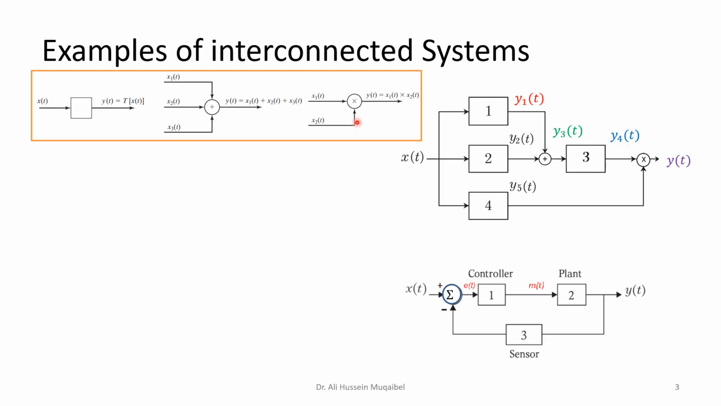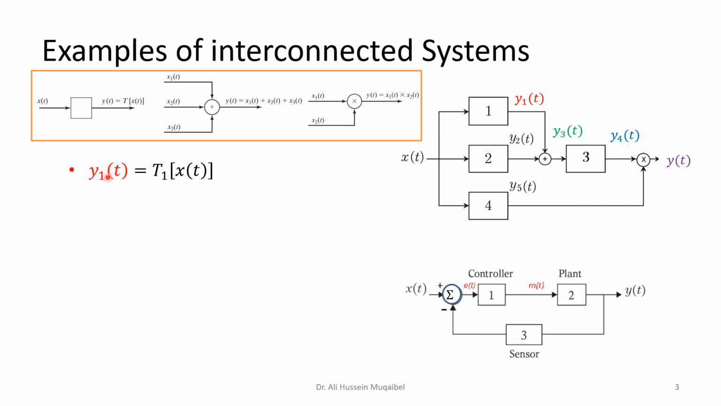Here is an example of interconnected system, a bit more complicated. So the input X goes in parallel to 3 systems. The output of system 1 and system 2 get added here and then fed to system 3, and the output of system 3 is also multiplied by the output of system 4 to generate Y. I'm using colors here so you can follow up with the equations.